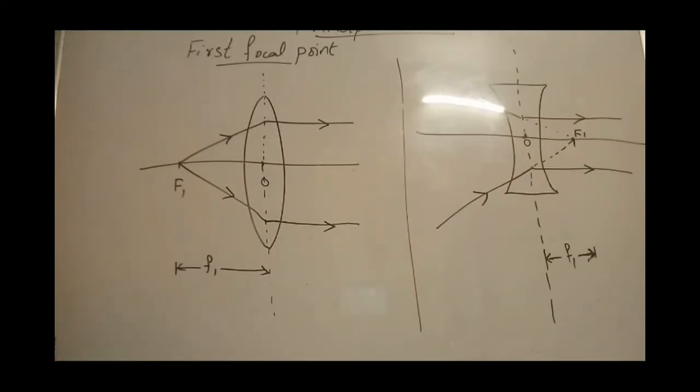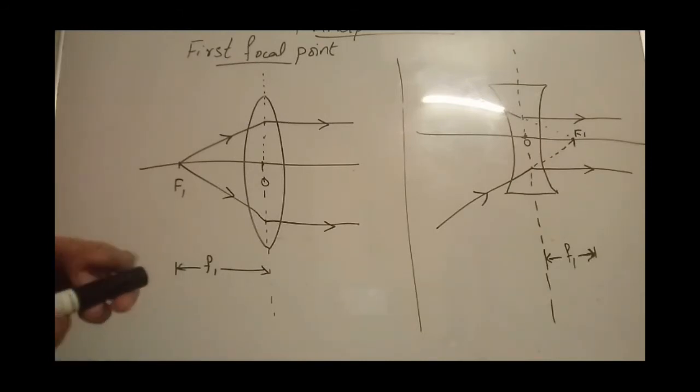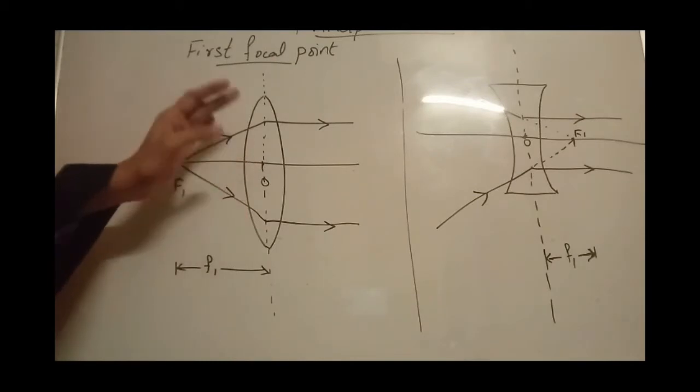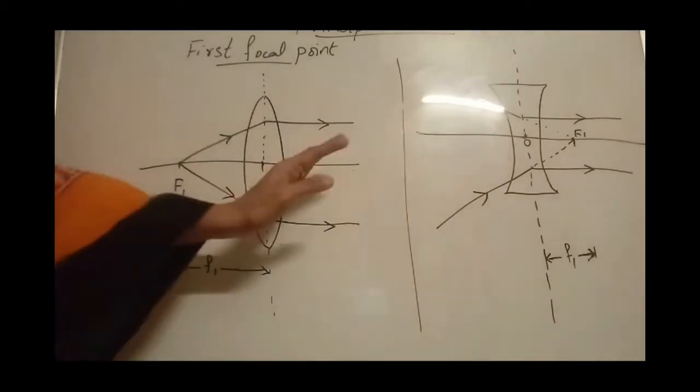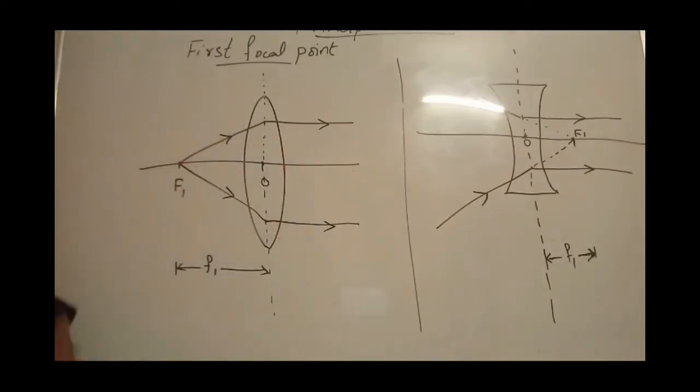We are now dealing with the terms related to convex lens and concave lens. We have seen what is optic center, then we have seen what is center of curvature. Two centers of curvature are there, C1 and C2, and we have also done radius of curvature.